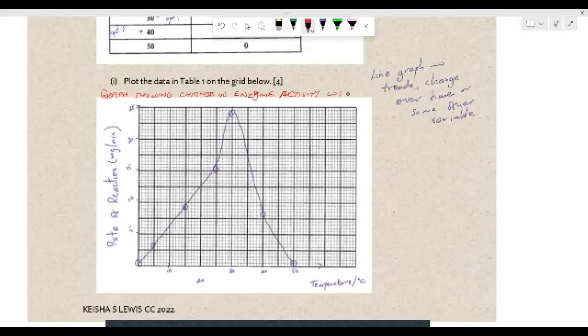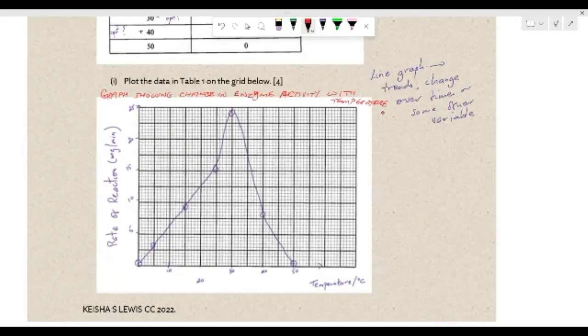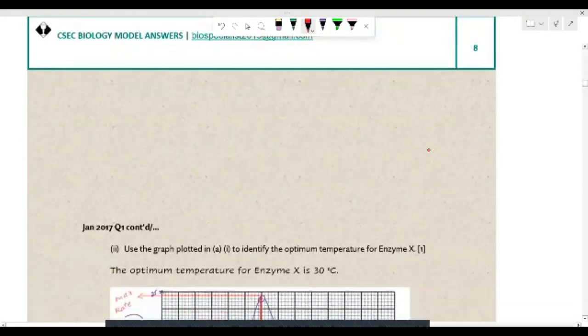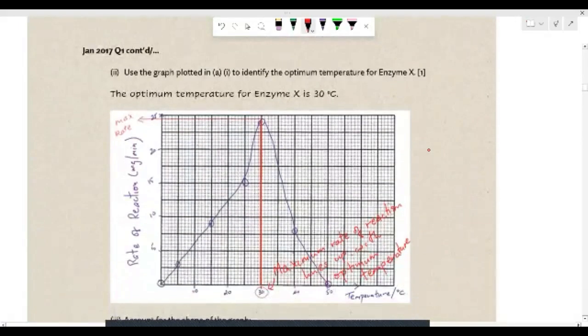With temperature, right? I need to do the temperature here, right? So that's if you were to add a title, okay? You would add something like that, okay? Especially for line graphs, that format of showing change in responding variable with manipulated variable works really well with line graphs, all right? So let's go on to the next part of the question.